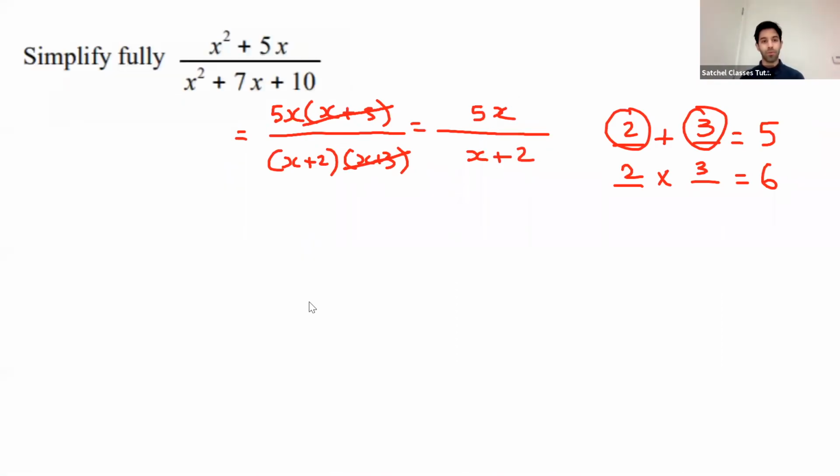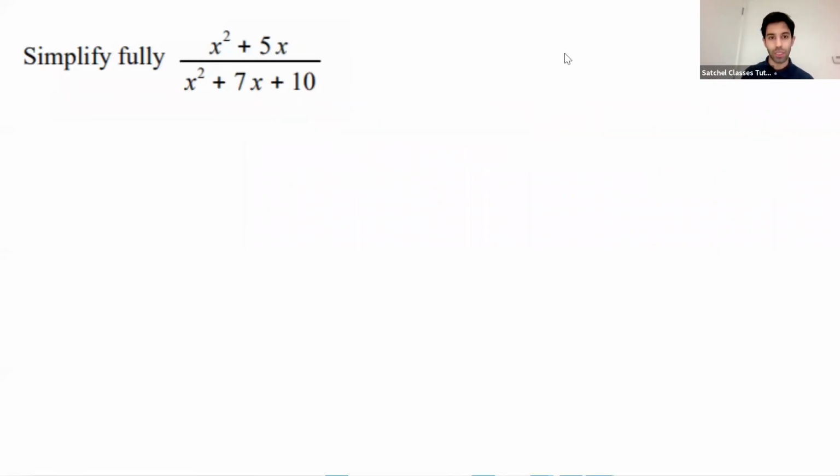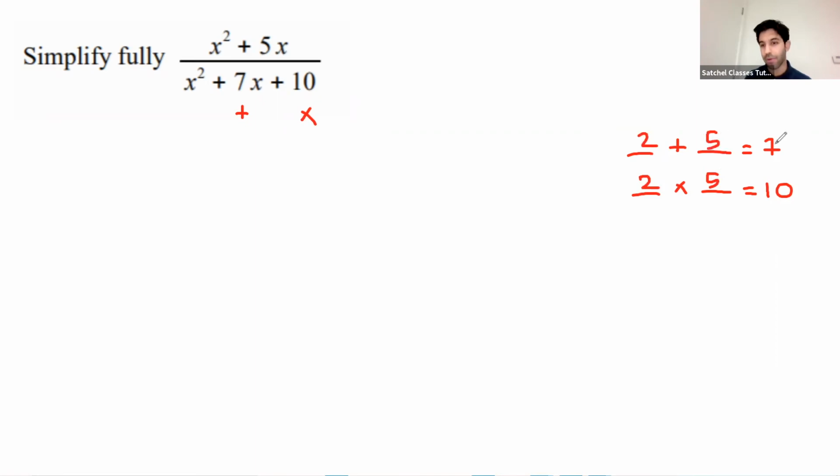Let's do one more example. And if I just clear all the drawings, we have x squared plus 5x over x squared plus 7x plus 10. Again, we need to factorize this, so you can pause the video and have a go. But to factorize this, I need to have 2 numbers that add to give me 7, the same 2 numbers that multiply to give me 10. So the factors of 10 are 1 and 10, but 1 and 10 won't work over here. 2 and 5, well, 2 plus 5 will give me 7, so 2 and 5 will work.